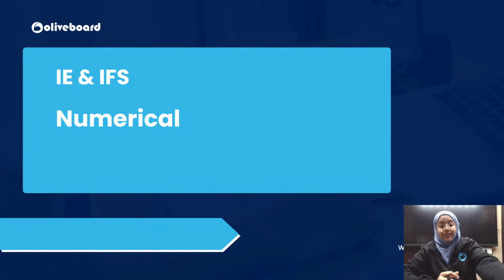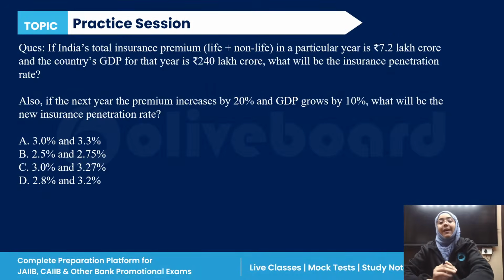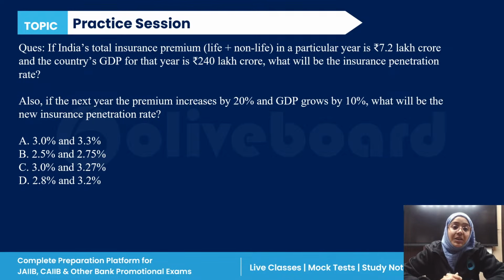Let's start with the very first question of the class. Easy question, nothing complicated, but just understand the question. In India, if the total insurance premium, life plus non-life, in a particular year is 7.2 lakh crore and the country's GDP for that year is 240 lakh crore, what will be the insurance penetration rate? Also, if the next year the premium increases by 20% and the GDP grows by 10%, what will be the new insurance penetration rate? So we have to answer this question.